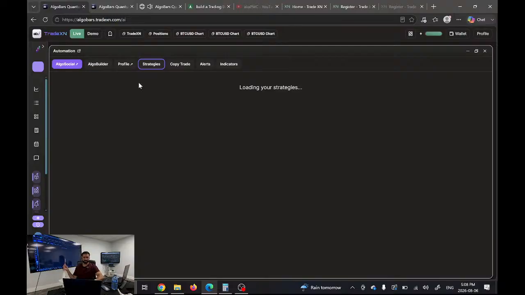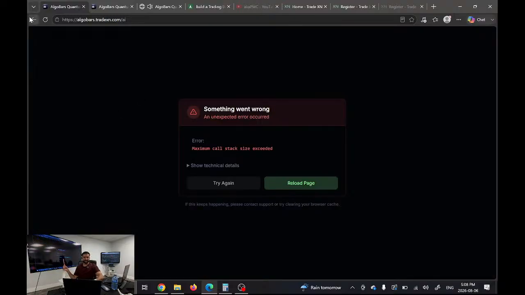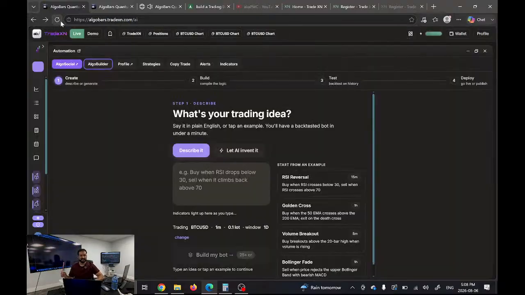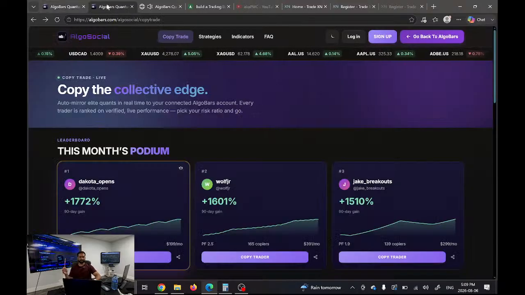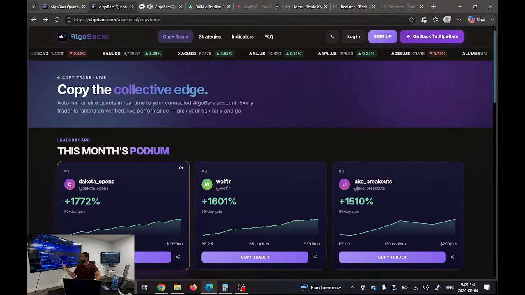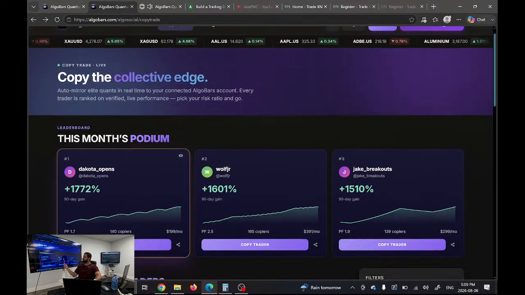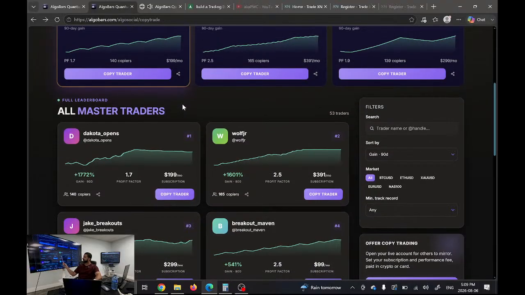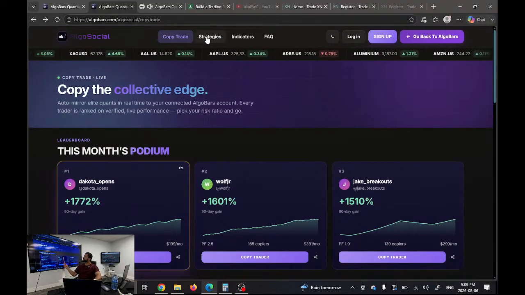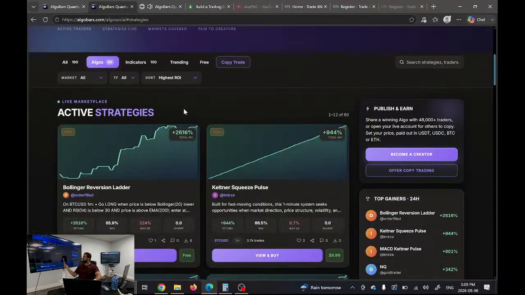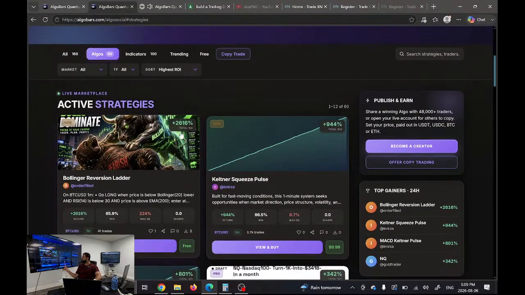Now, if we go under strategies, you can see it'll actually show you all of the strategies that you're running that are live. You can even publish these strategies. You can publish it to Algo Social, okay? What is Algo Social? So let me open Algo Social. Algo Social will actually show you all of these people who have published their strategies, and then you can go and find their strategies.